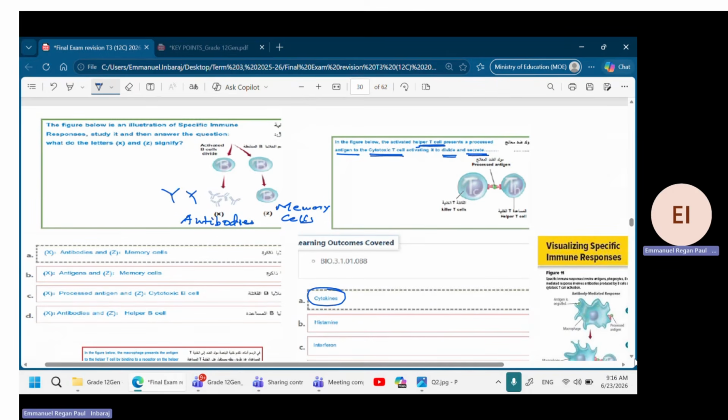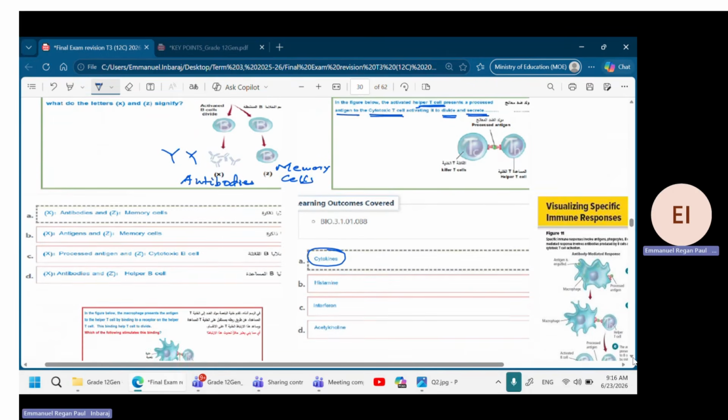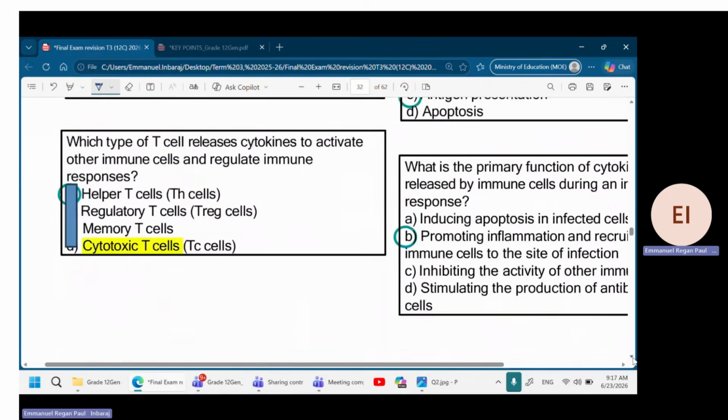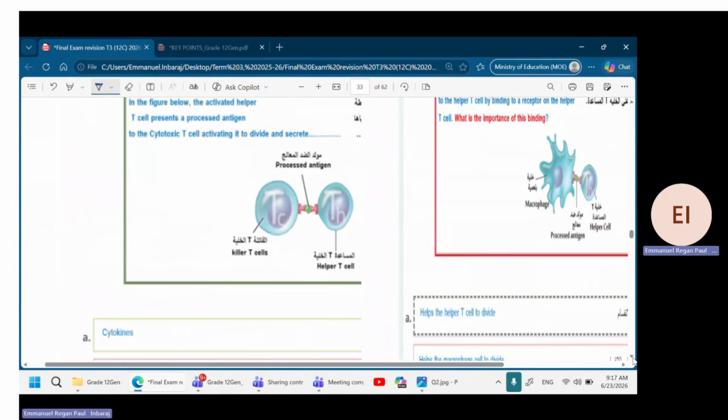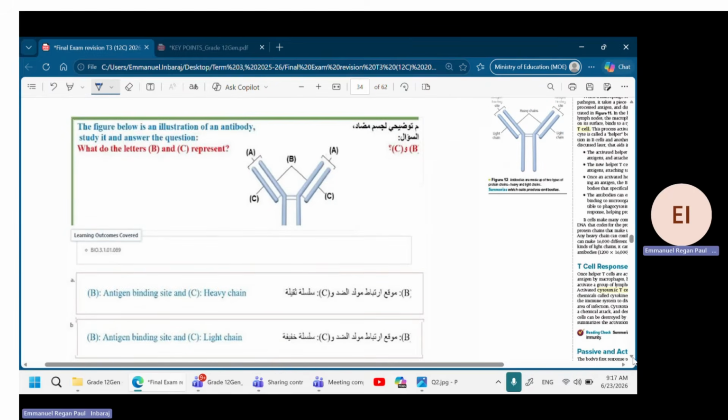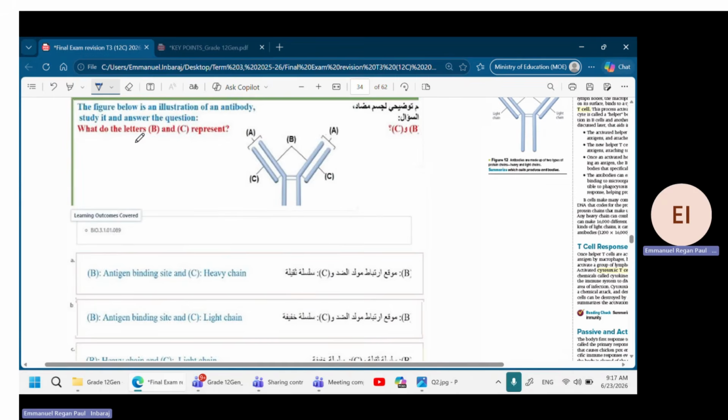So you have many questions on that. Just go with these questions. You have the question and I've given you the answer as well. Just learn it. Almost the same questions are repeated again and again. Look at this. We do one question from here. What do the letters B and C represent? What is A? A will be antigen binding site.